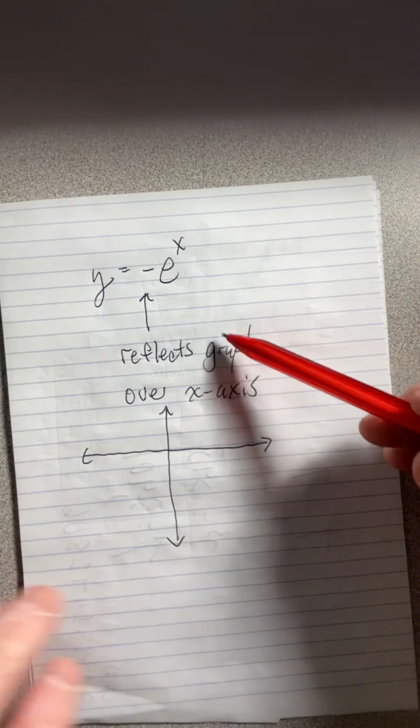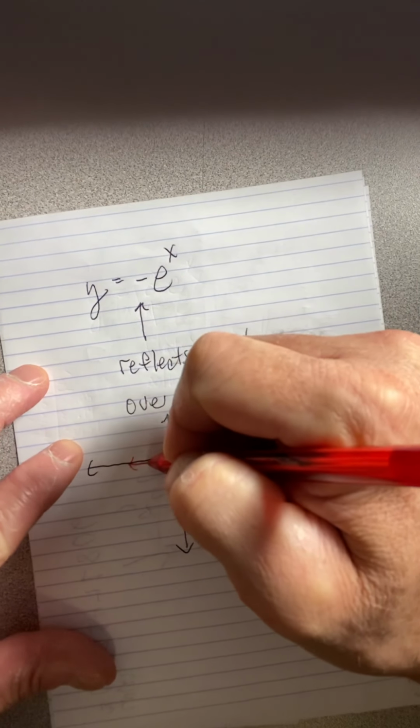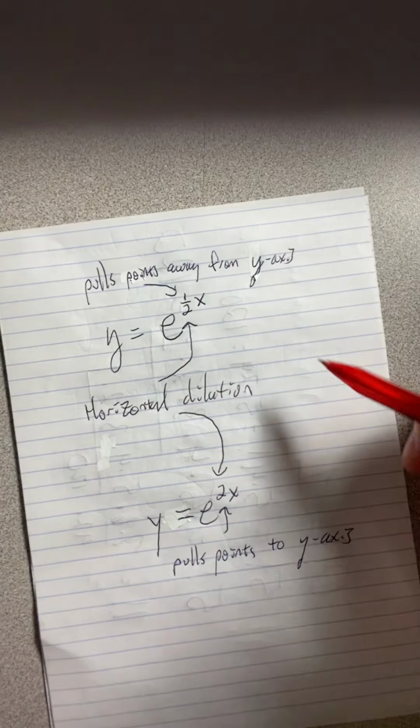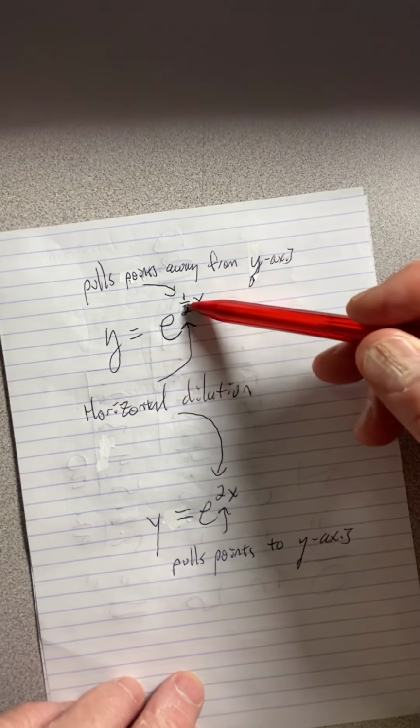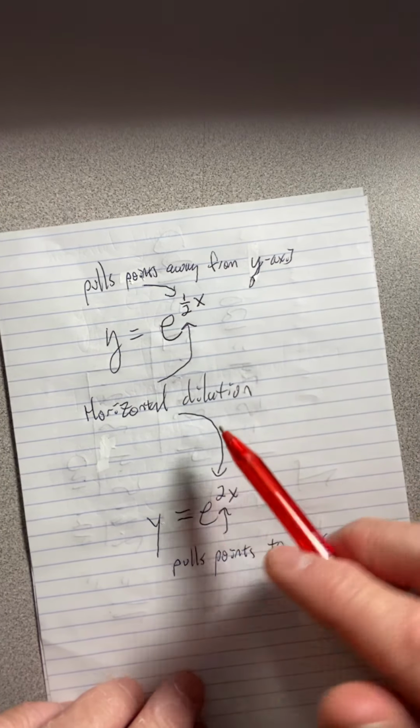If you put a negative out front, well, it reflects it down, so the graph will look like an upside down J curve, something like that. If you put a coefficient up here, like 2 or 1/2, well, then that's horizontal dilation, or stretching, shrinking maybe is a better terminology. But what it does is, if this number is bigger than 1, it pulls points to the y-axis. And if it's smaller than 1, it pulls points away from the y-axis. So it just changes the shape, makes it slightly different, but it's still a J curve.